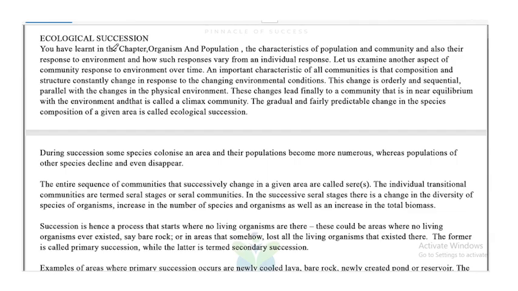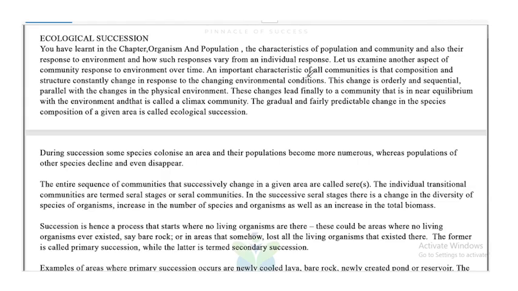Moving on, ecological succession. You have already learned in your previous chapter, Organisms and Populations, the characteristics of population and community, and also their response to the environment, and how such responses vary from individual response. So let us examine another aspect of community response to the environment over time. An important characteristic of all communities is that composition and structure constantly change in response to changing environmental conditions.